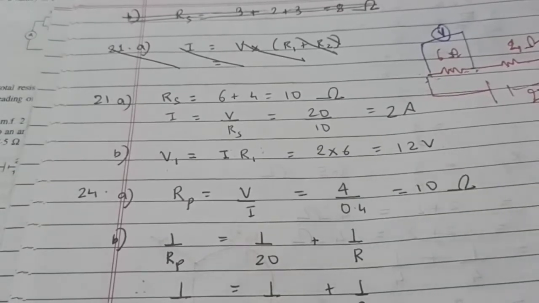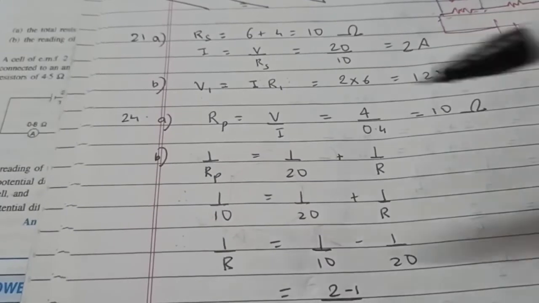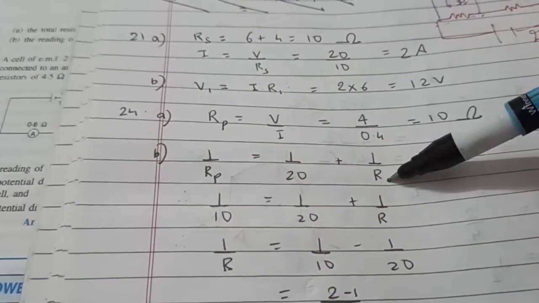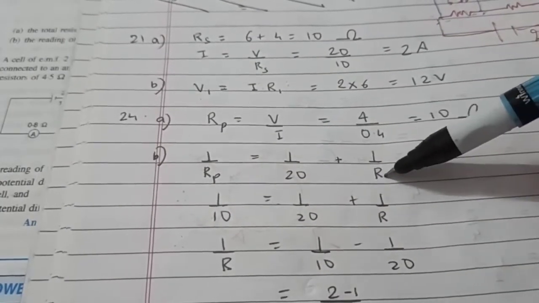B, find the value of R. Oh, that's great. We can use the formula of 1 upon RP is equal to 1 upon R1 plus 1 upon R2, where R1 they've given us 20 and R2 they've just given the variable R.